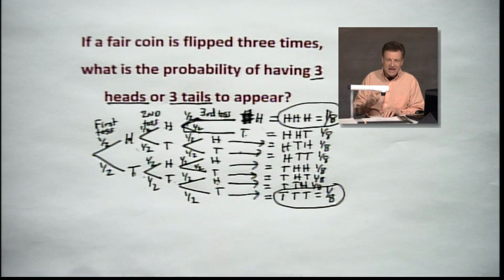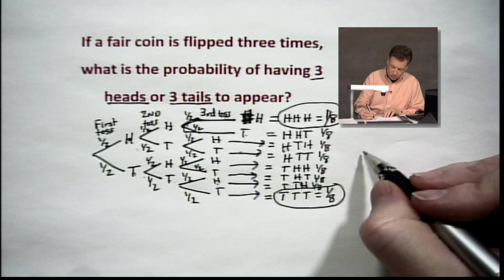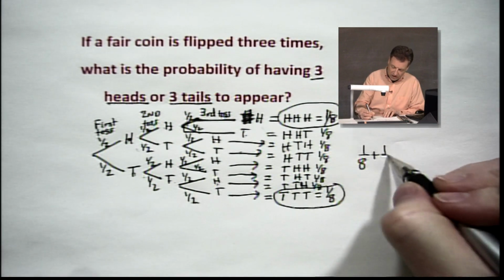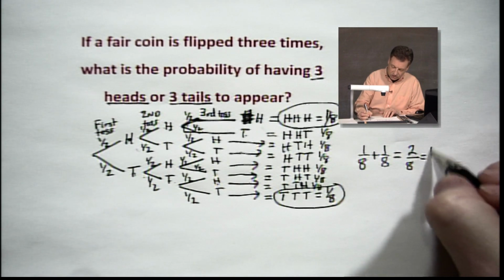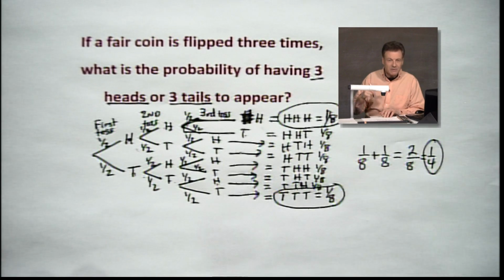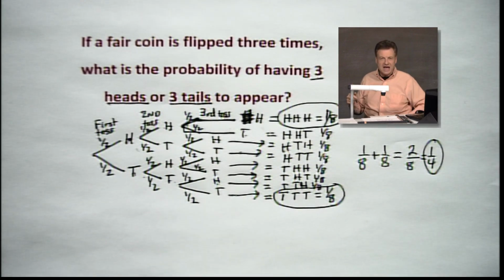That means I have 2/8 of a chance. We'll add those, 1/8 plus 1/8. And you know what we get? 2/8, which equals 1 chance in 4. So if I'm playing this game, flip a coin 3 times, and I have a chance to have either all heads or all tails, I'm going to win probably about 25% of the time, give or take.